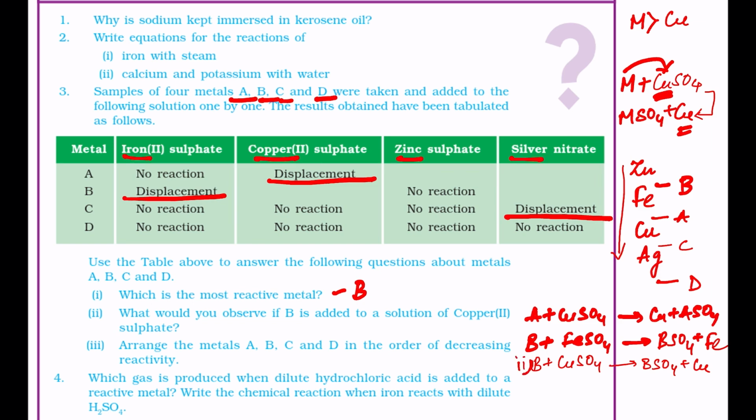Now the third question: arrange the metals A, B, C and D in the order of decreasing reactivity. So B is the most reactive metal, then A, then C, and the least reactive is D.